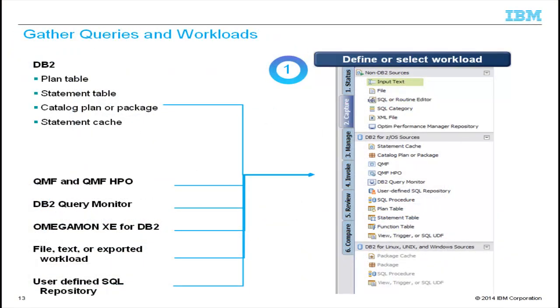So now let's go through the flow, and we're going to go deep into how you can do this and how easy it is to go through the flow of processing. We make it easy for you to capture the workloads for tuning. You can launch the Query Workload Tuner in context from either your monitoring solutions, for example, Query Monitor or OmegaMon XE, or you can go from a variety of source types, like your plan table, your statement table, your catalog plan or package, the statement cache. You can pull from a file or an exported workload, for example, and then go through that process.